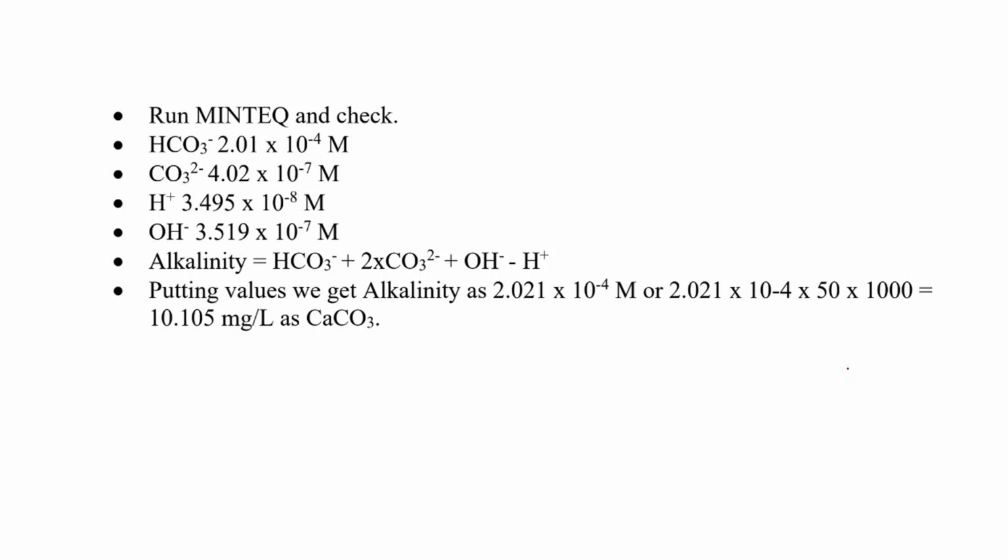So what is alkalinity? Alkalinity, as we have studied in earlier lectures, will be bicarbonate plus 2 times carbonate plus OH minus H+. So putting these values, we will get CaCO3 as 10.105 milligrams per liter. So this is the equation: bicarbonate plus 2 times carbonate plus OH minus H+ ions.